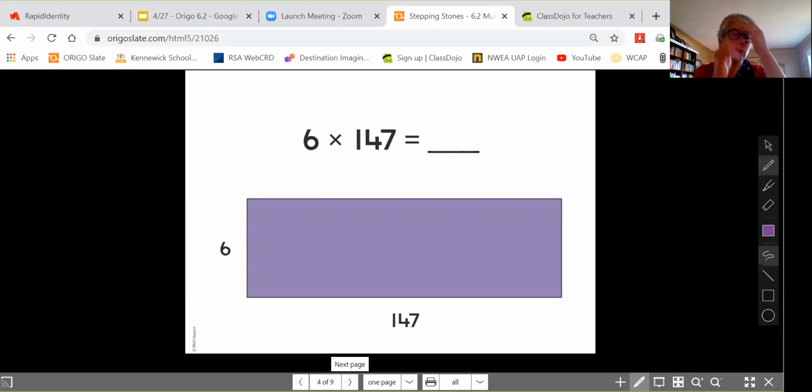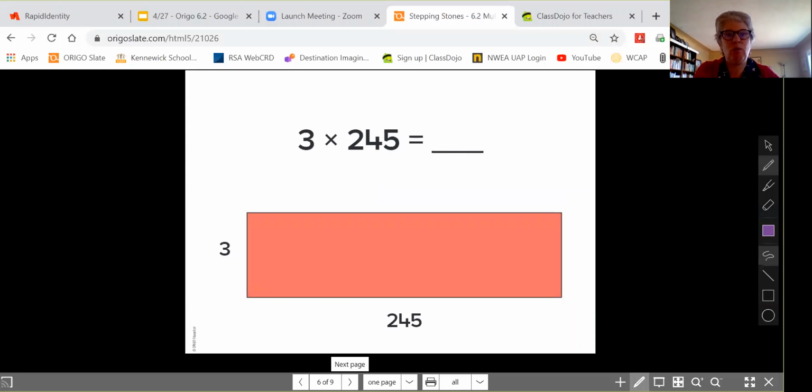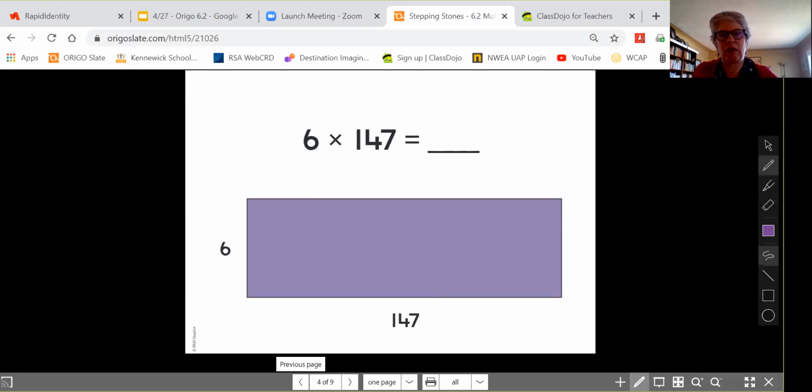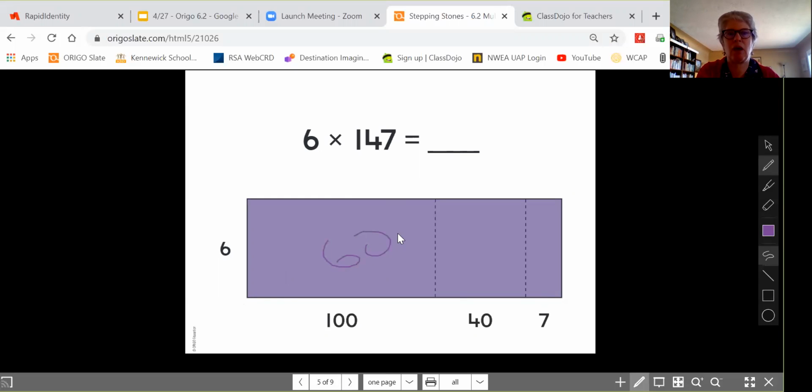All right, my next one is a little bit harder, but I've got a 1-digit times a 3-digit. And again, I'm going to go to my next slide and, oops, I'm going to go back 1. And oh my goodness, I keep doing the wrong thing. Okay, so here I've split up the 147 into place values. So the 1 equals 100, the 4 equals 40, and the 7 of course equals 7 because it's in the place value of 1. Okay, so I know that 6 times 100 would equal 600, and hopefully we can see that in the purple.